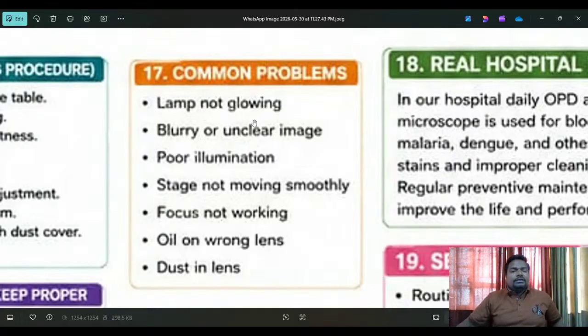Okay, right. Next, blurry or unclear images. Blurry or unclear images means what? Then you have to focus.